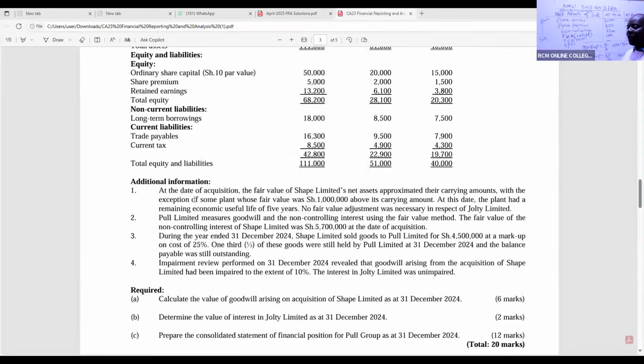So they have given us what we call markup, which is 25 over 100, and we want margin. For UPS, we shall use the margin, and the margin we have gotten is 25 over 125, times remaining intra-sales. So what do we have here for remaining intra-sales? Oh yeah, listen: 1/3 of these goods was still held by Pool by the reporting date. 1/3 of this 4,500.